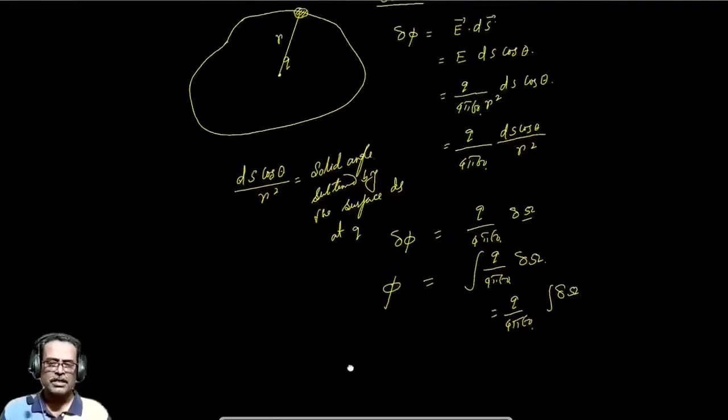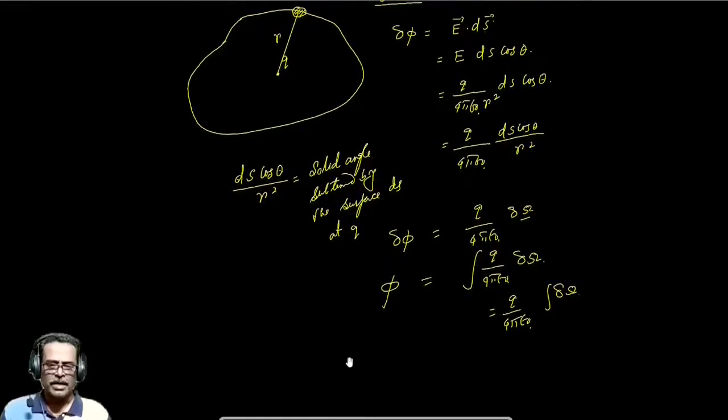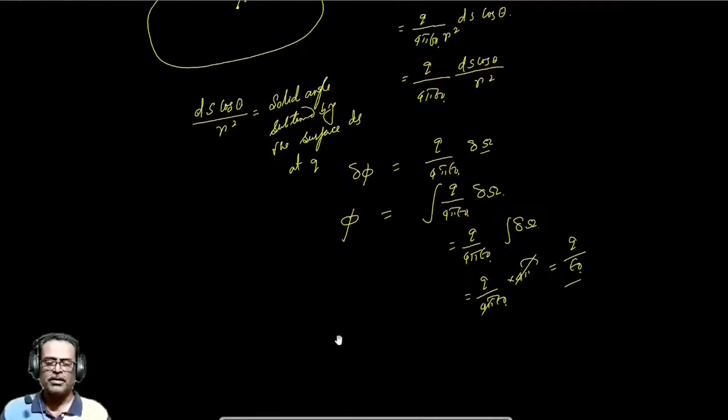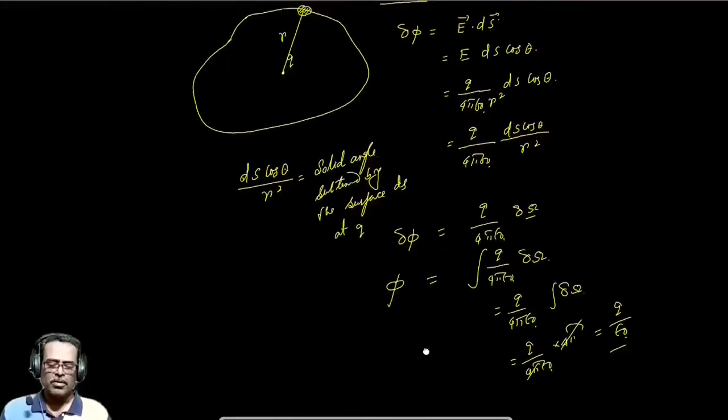We know that the sum of solid angle inside a closed surface is 4 pi. So Q by 4 pi epsilon 0 into 4 pi. The 4 pi cancel, so this is Q by epsilon 0. Thus we can prove Gauss's theorem.